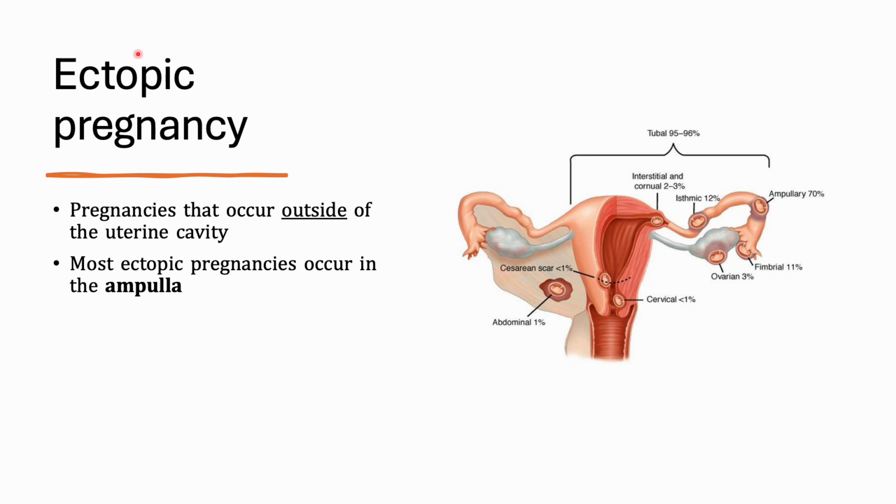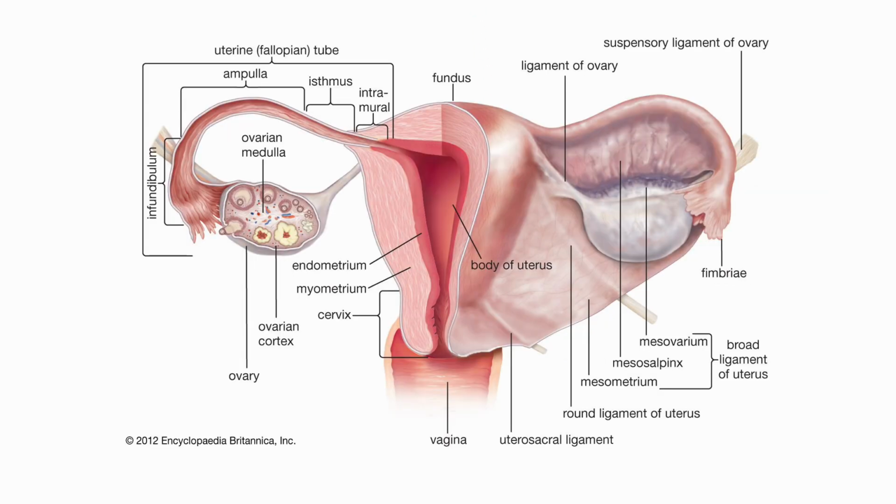I just wanted to include this slide here because unfortunately ectopic pregnancies do happen. So as we talked about before, pregnancies usually occur within the uterine cavity. So an ectopic pregnancy is going to be a pregnancy that occurs outside of the uterine cavity. And so this image is showing all the percentages of cases where ectopic pregnancies can happen. The most common location for ectopic pregnancies is going to be the ampulla, and we can see here it's about 70%. So I just wanted to include this here because we're going to see this image a lot.